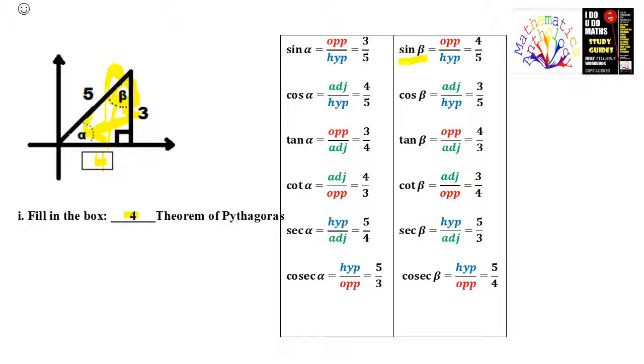Cos beta is adjacent over hypotenuse. Now adjacent to beta is now 3, and hypotenuse is 5, so 3 over 5. Tan beta is opposite over adjacent. Opposite is 4, and adjacent is 3, so 4 over 3. And the rest will apply for cot, sec, and cosec as well.